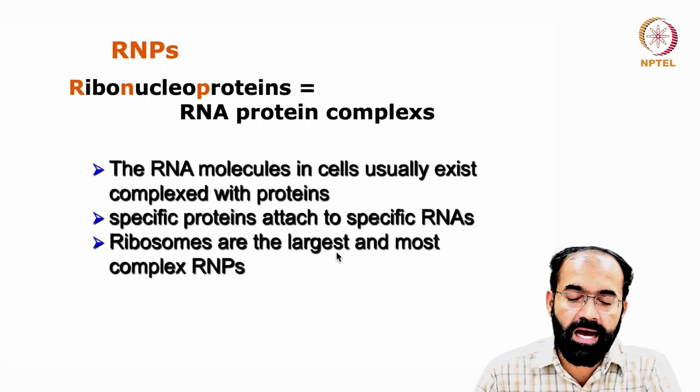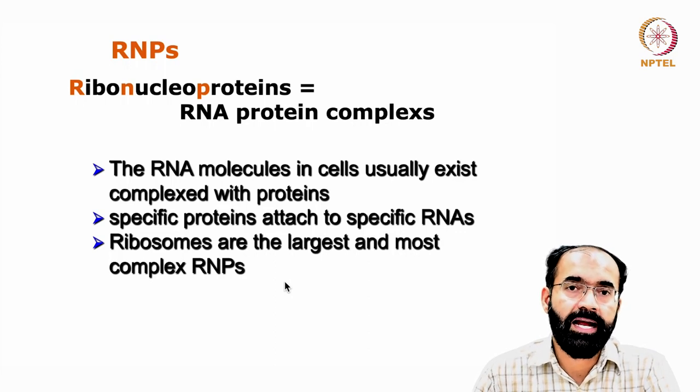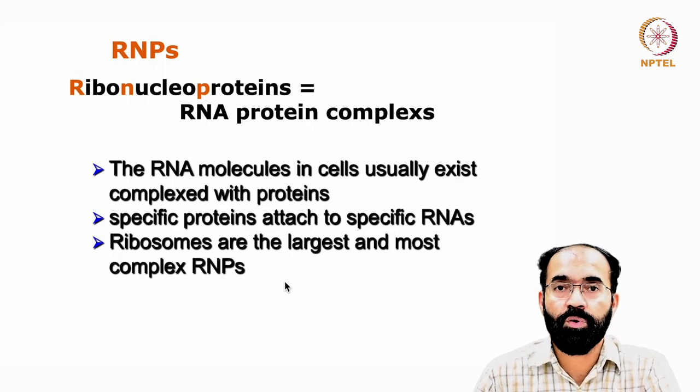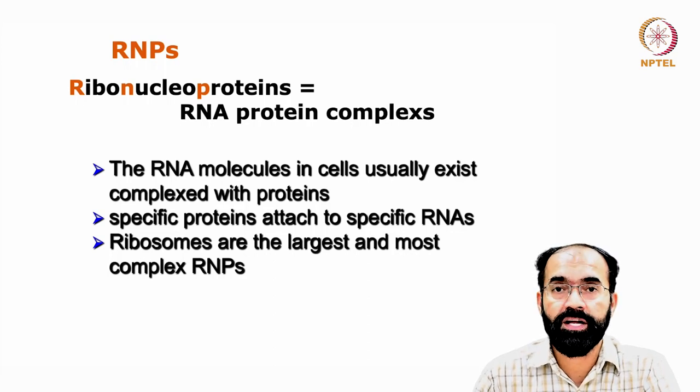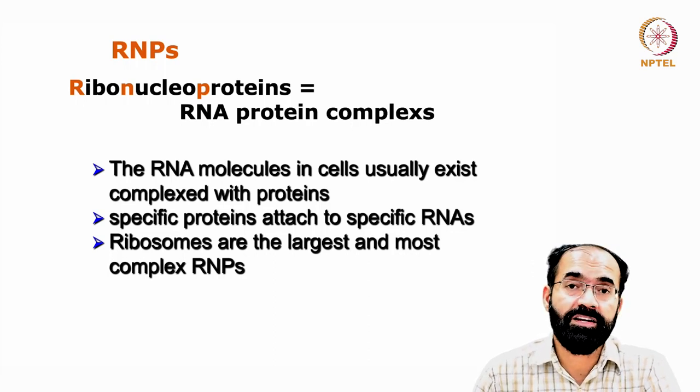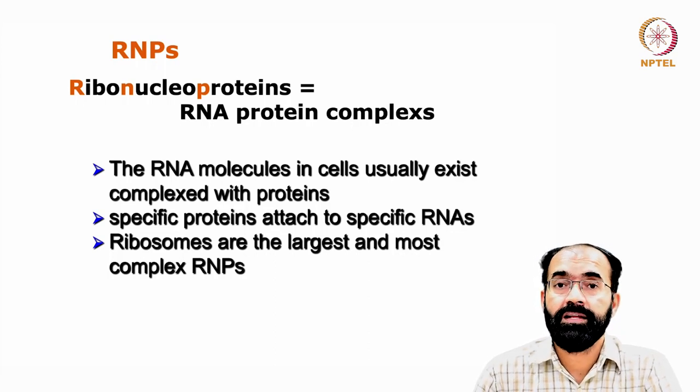So ribosomes are the largest and most complex of the RNPs, and they have a functional role, that is protein translation. But there are many RNPs, like I told you, they interact. Some of the interactions are transient and some of the interactions are quite deep, in the sense they stay for a long time, for the RNA's lifespan.